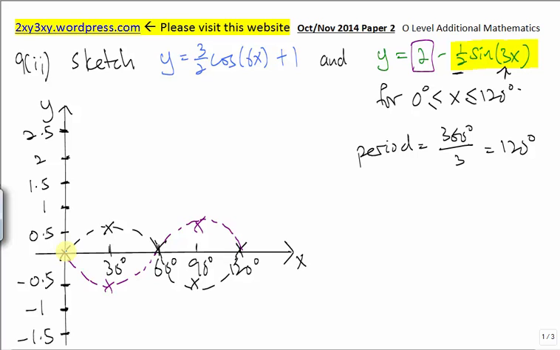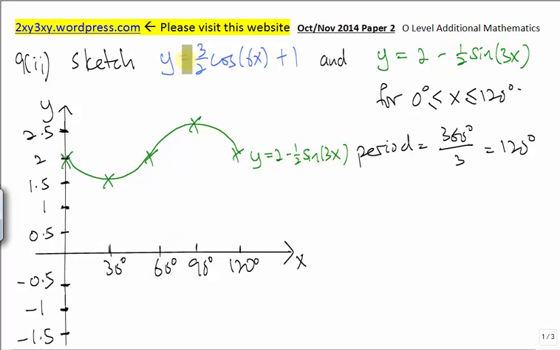So this point 0 add a 2 will be 2. Negative 0.5 plus a 2 will be 1.5. 0 plus a 2 will be a 2. 0.5 plus a 2 will be 2.5. 0 plus a 2 will be here. And we join the points together. This graph will give us y equal to 2 minus half sine 3x.